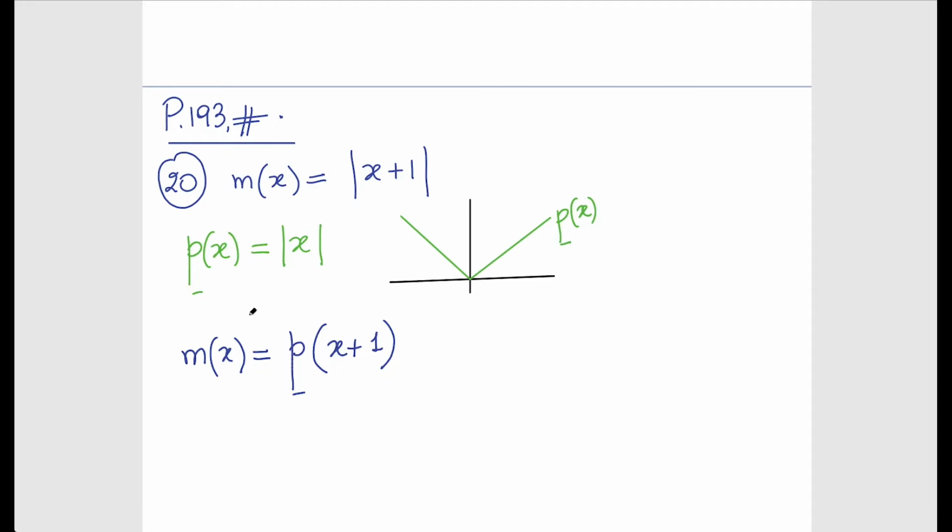Well, the algebraic connection between m of x and p of x is the following. Since m of x is the absolute value of x plus 1 and p of x is the absolute value of x, p of anything is the absolute value of the thing. So x plus 1 should be the input of p, because p outputs the absolute value of the input. If you want the absolute value of x plus 1, that's p of x plus 1, correct? So m of x is p of x plus 1. Now, we know how to graph p. This is the graph of p. Do we know how to graph p of x plus 1?